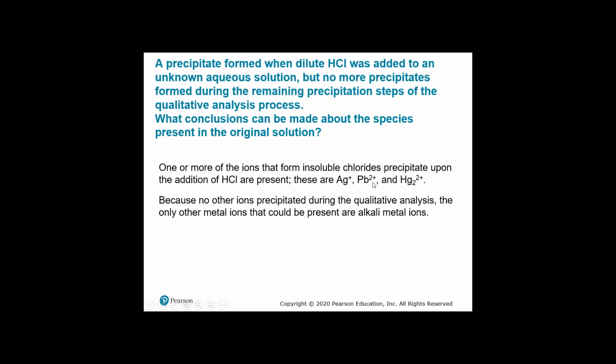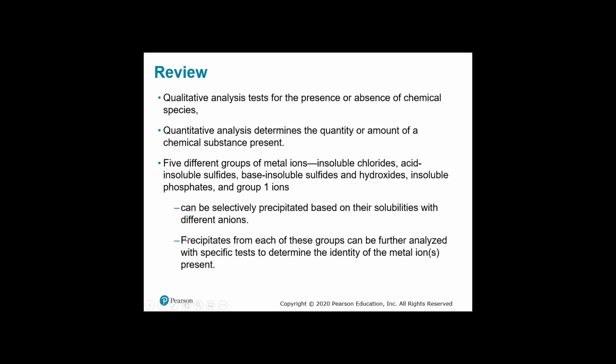One of the ions that form insoluble chlorides precipitated upon the addition of HCl. So it must have been a chloride attached to one of these in the first step. But what that means is that because no other precipitations happened, you must not have had any of the other ions available or present in that solution. So the only thing that could be left over is the alkali metals, which would not precipitate out.